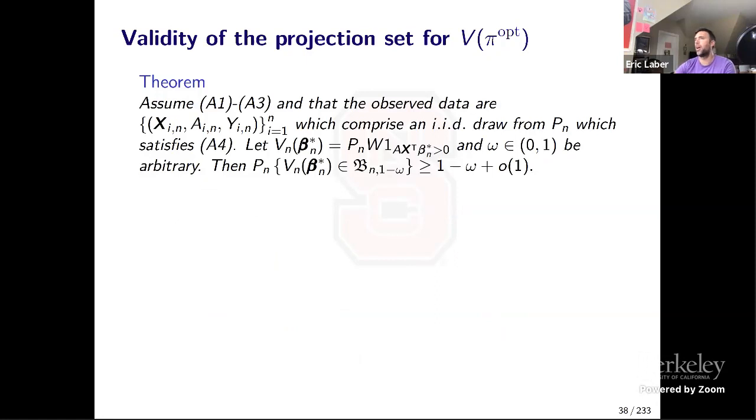Okay, so now what happens? Let's look at the coverage. The point here is that if we assume A1 through A3, the regularity conditions, and that the data are drawn under one of these local generative models, so that the true beta is a root n perturbation of beta star.